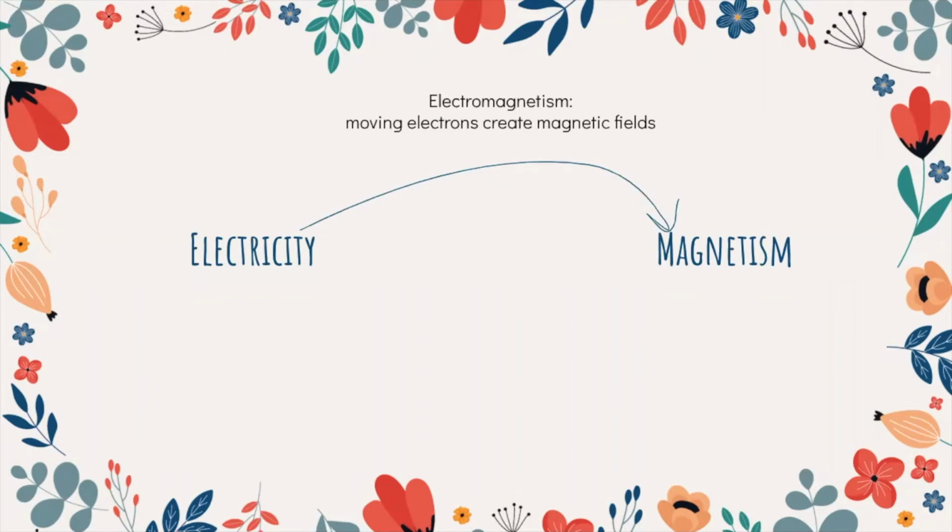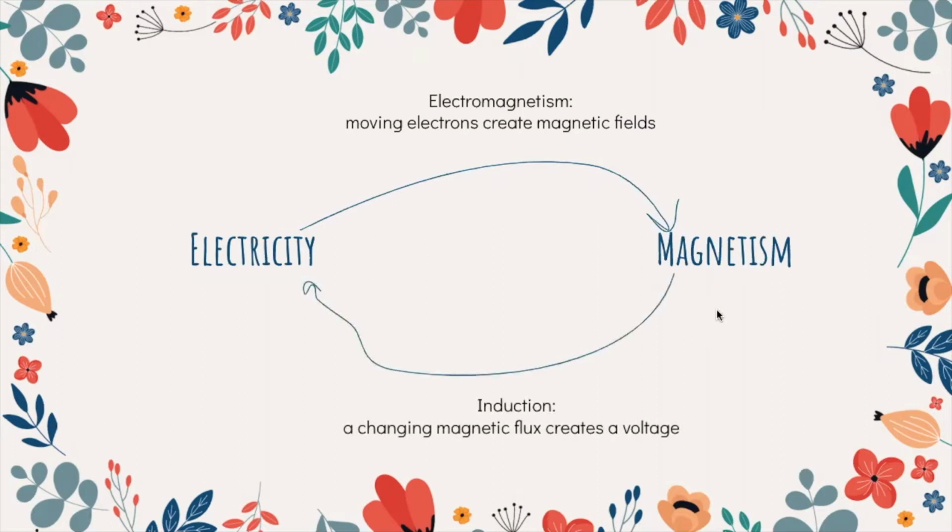So we call this phenomenon electromagnetism. We're not terribly creative here, right? But if you do Newton's third law, that means if electricity creates magnetism, then magnetism should also create electricity. This is what we're going to call electromagnetic induction, or induction for short. An induction is where you have some sort of changing magnetic flux, and that creates a voltage in nearby conductors.